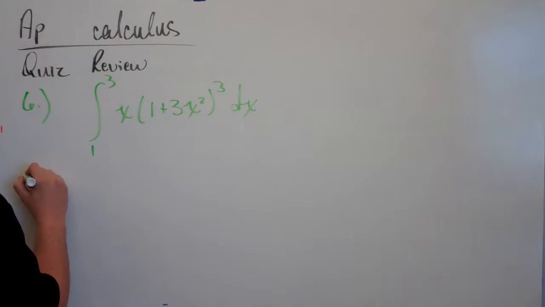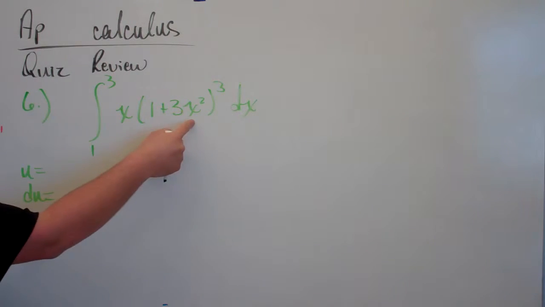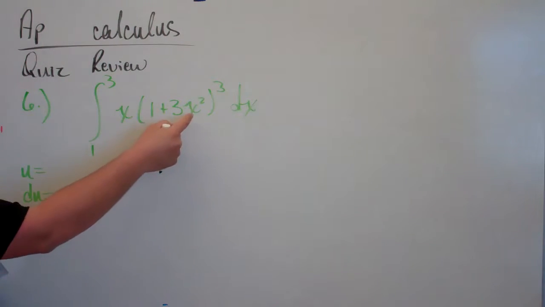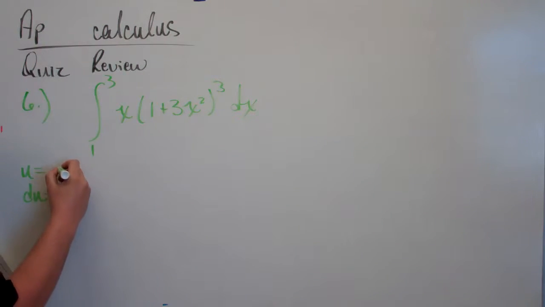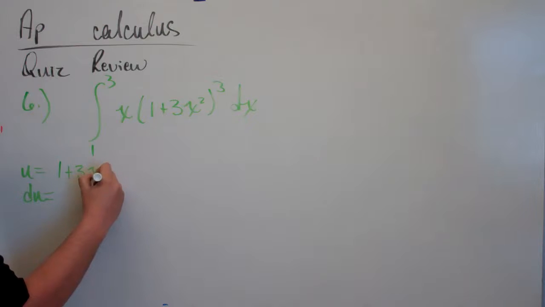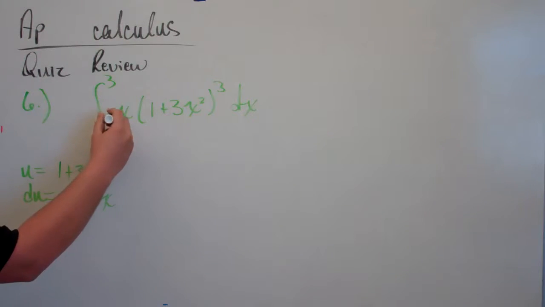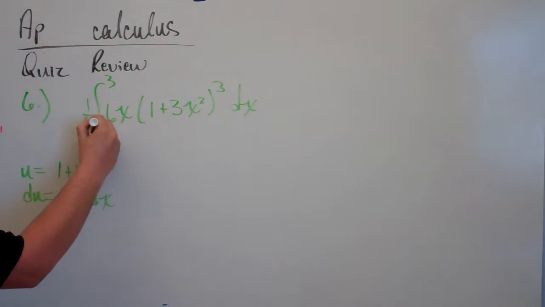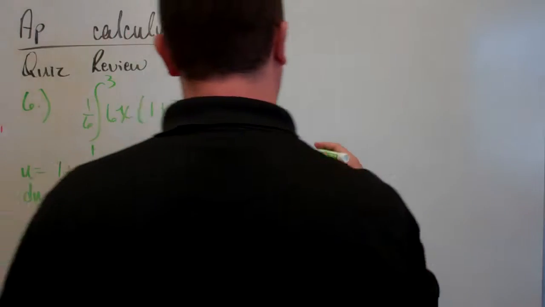Alright, so we're going to find u and we're going to find du. Well, if you look, we have an x squared here and a single x here. Well, when you take the derivative of x squared, you're going to get a single x. So we know this is u, 1 plus 3x squared. Now I'll take the derivative of that, that's 6x dx. Well, we don't have a 6 in here, so we're going to add a 6. So we're going to put a 1 over 6 out front. Okay? Now we can proceed with doing the substitution.